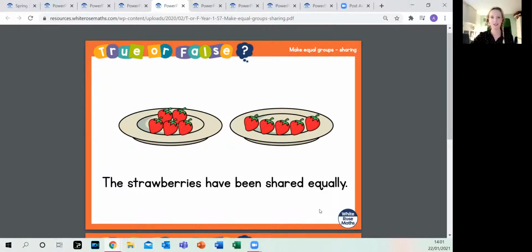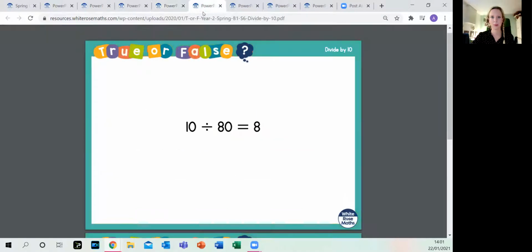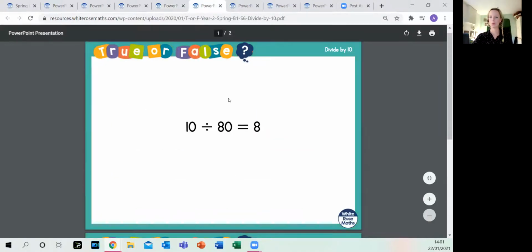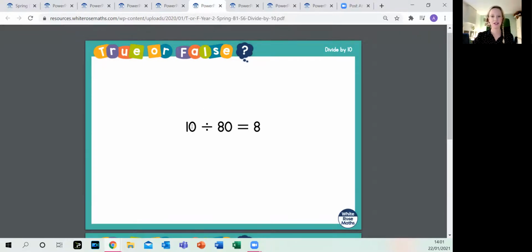Question 5. Are you ready? Let's have a look. Ooh. True or false? Is this correct? 10 divided by 80 equals 8. True or false? Think carefully. You might want to jot down a picture or some numbers to help you work that one out. 10 divided by 80 equals 8. True or false? For question 5.